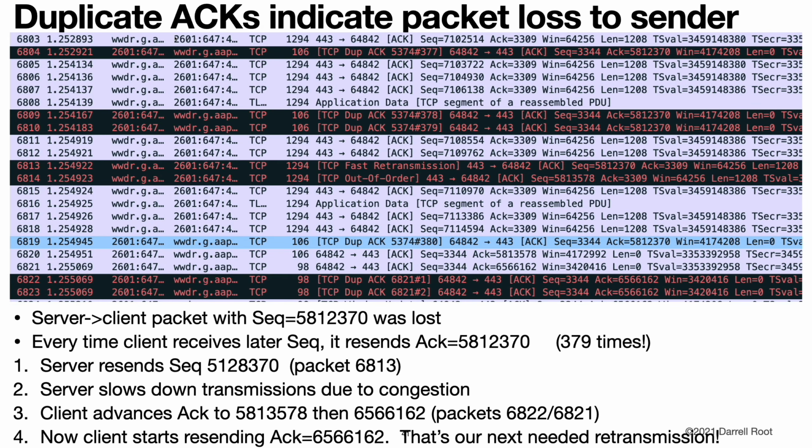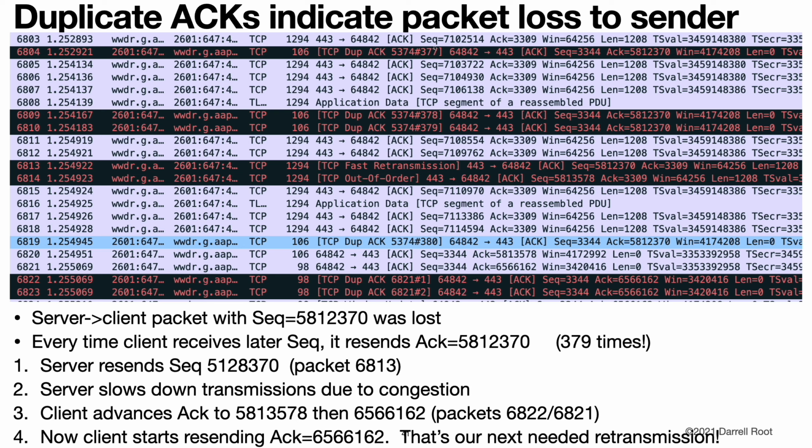TCP slows down data transmission when it believes that packets are being lost, because that indicates congestion and indicates that the network can't handle any more traffic. In fact, it can't even handle the amount of traffic it has. So let's look at one way that TCP figures out that packets are being lost.